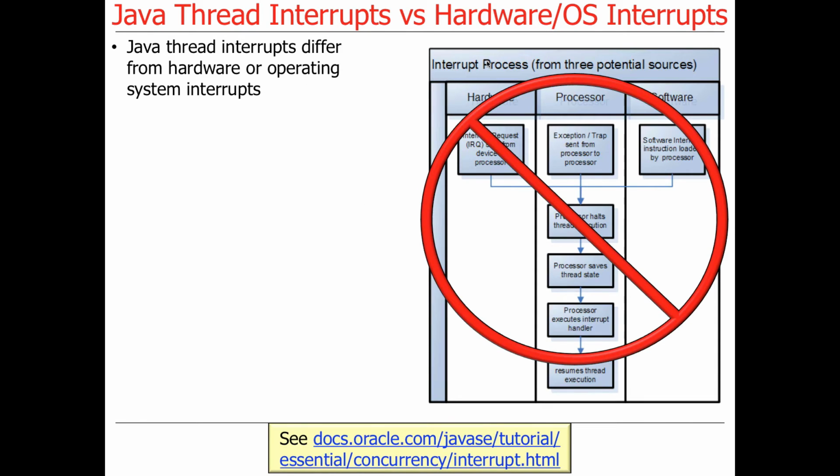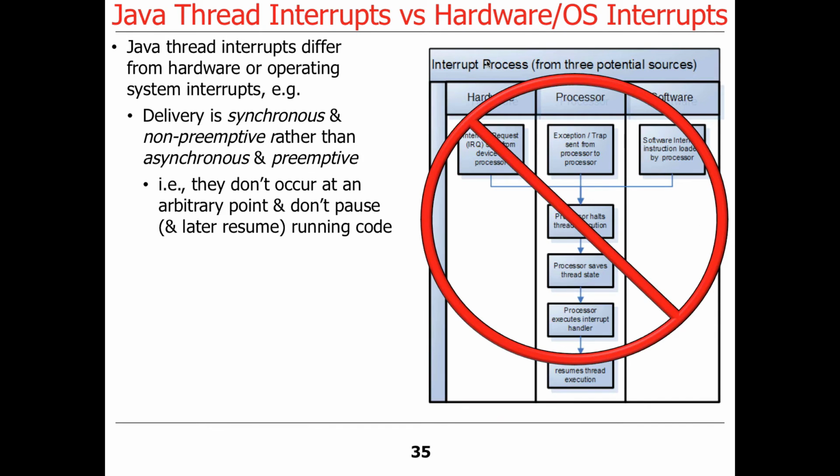the key thing to remember is that Java thread interrupts don't behave the same way that hardware or operating system interrupts do. And there are reasons for that, and the reasons are to try to make it less complicated, to avoid all these problems we just talked about with race conditions, non-reentrancy, and non-transparent restarts. So Java thread interrupts use synchronous and non-preemptive semantics rather than asynchronous and preemptive semantics. So what that means is they don't occur at an arbitrary point in time. They only occur at very well-defined points in time. And typically, you either have to check for them, or you've called a blocking call that's interruptible, and it checks for it on your behalf.